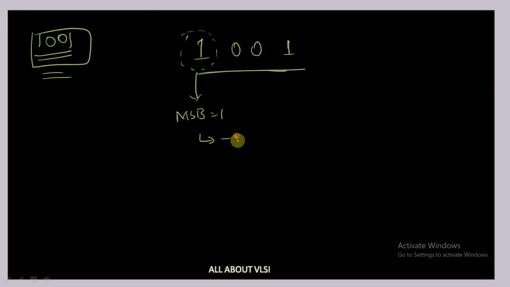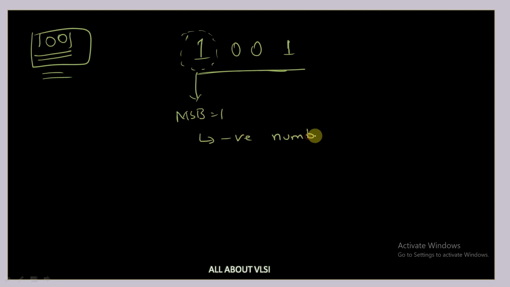It's a negative number. Why is it a negative number? In our previous sessions also I have told you, if we are representing any number in 2's complement form, then the MSB plays a key role in finding out whether the number is positive or negative. Here the MSB is 1, so it is a negative number.